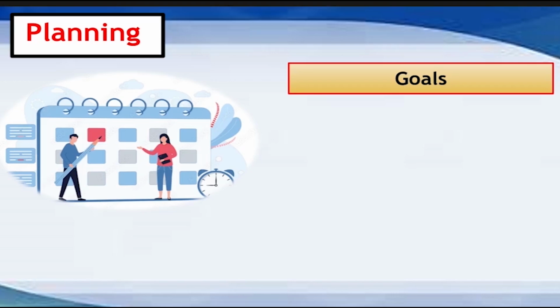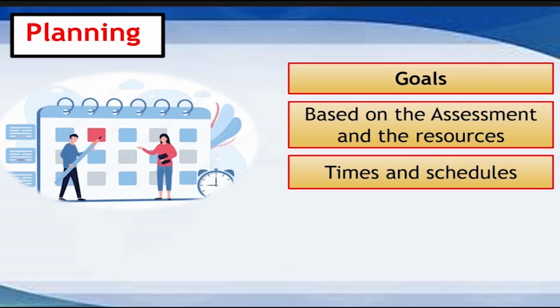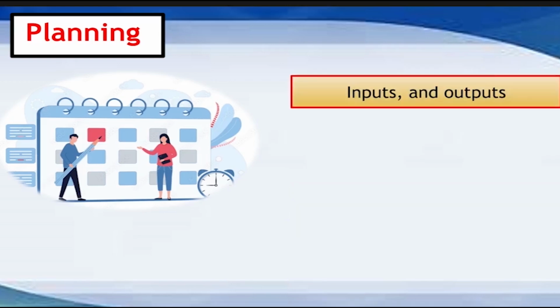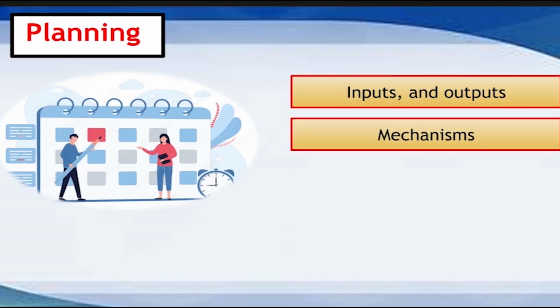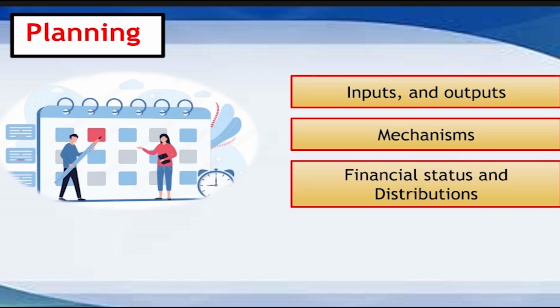First, we should delimit the goals based on the assessment and the resources. We should delimit the timetables and the schedules of all details. We should put clear indicators and scales to measure the progress. We should describe the inputs and the outputs. We should put clear mechanisms for the implementation, follow-up, monitoring, reporting, and for evaluation. In the plan, we should put all the financial distributions and other details.